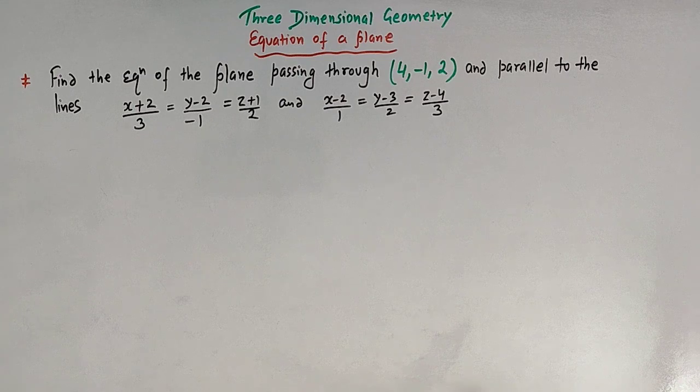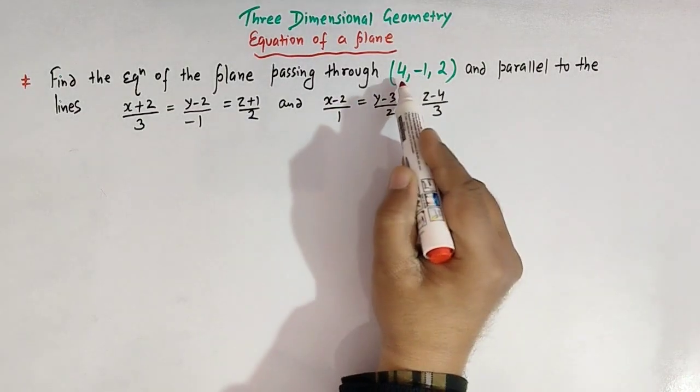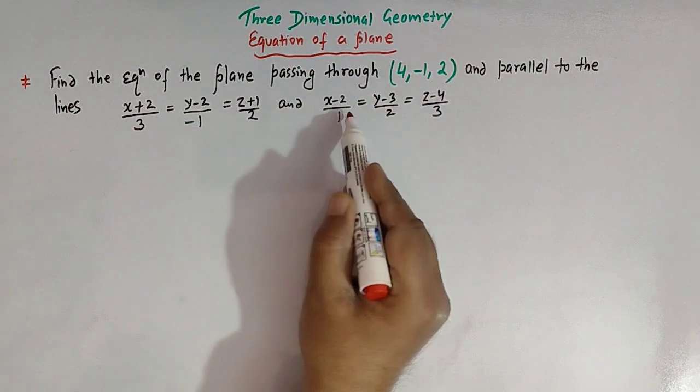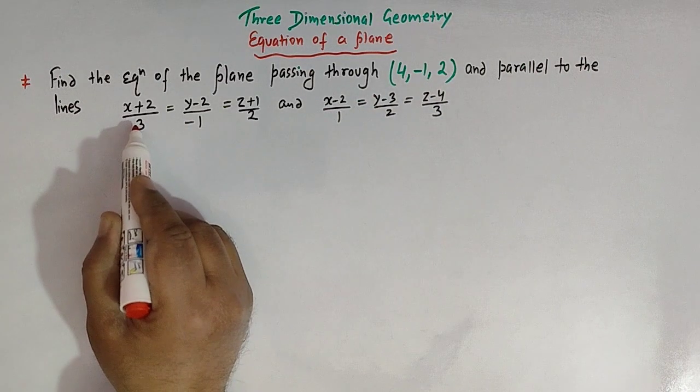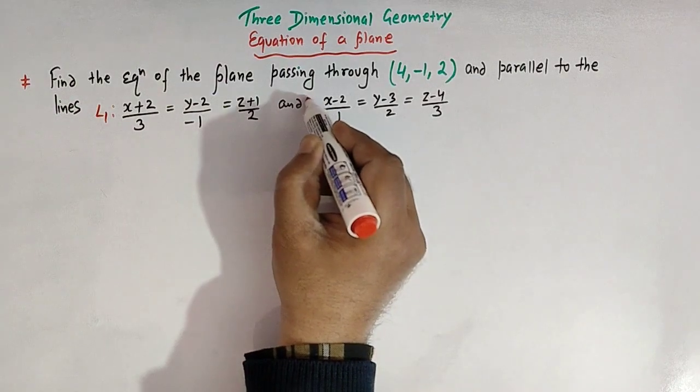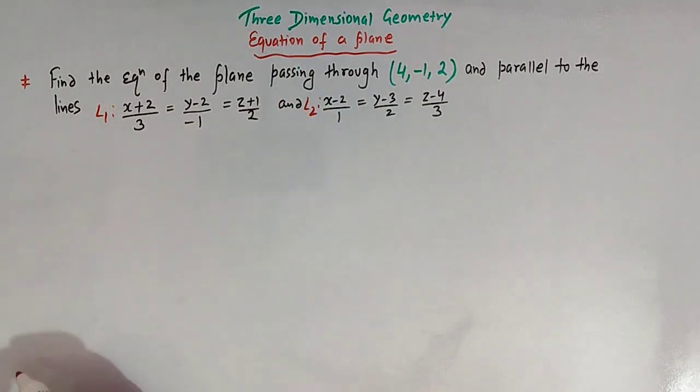Find the equation of the plane passing through (4, -1, 2) and parallel to these two lines. Here we are given the first line as L1 and the second line as L2.